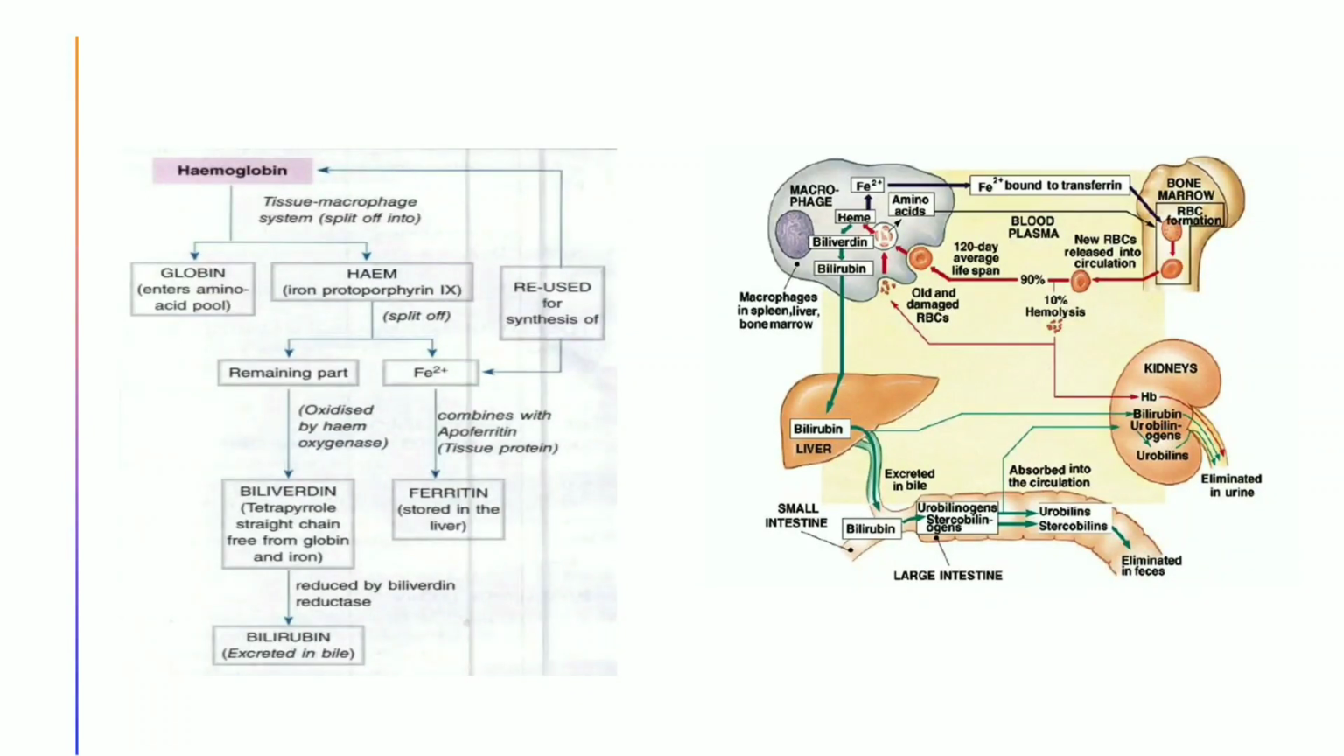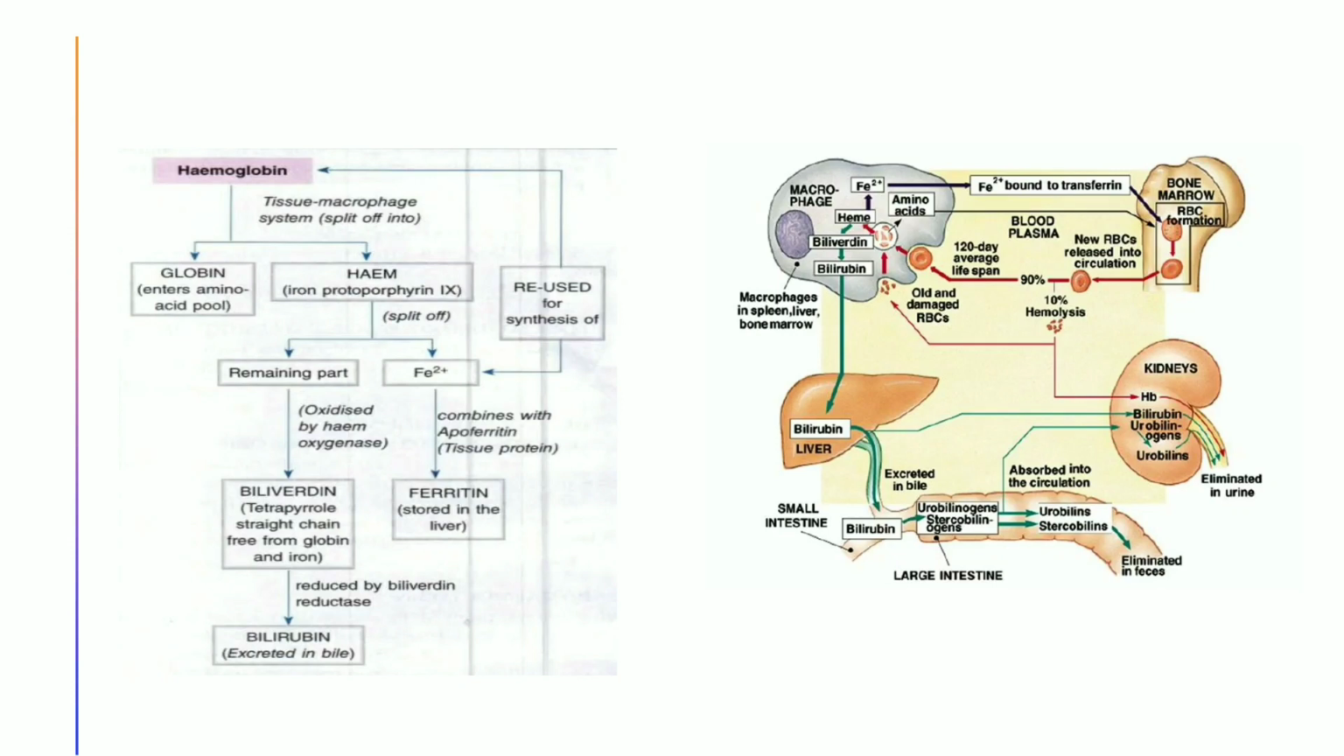The lifespan of an RBC is 120 days. After 120 days, heme and globin will be separated in the reticuloendothelial system, that is in the spleen. From the heme portion, the iron will go out and join the iron ferritin storage part, and the remaining part will be oxidized by heme oxygenase to form biliverdin first, then biliverdin, by biliverdin reductase, will form the bilirubin.